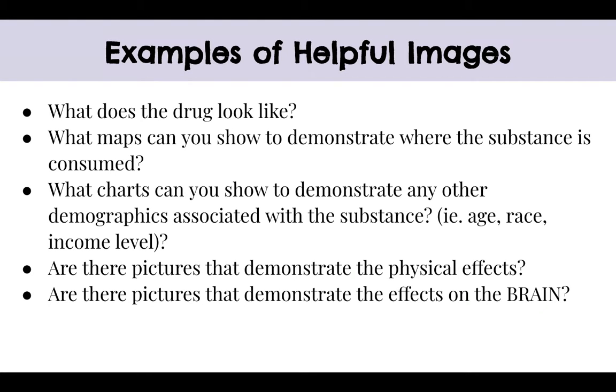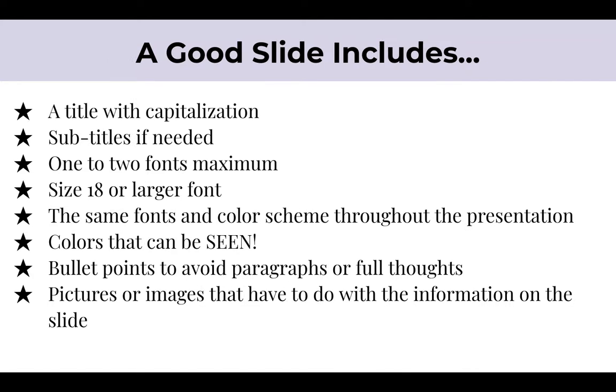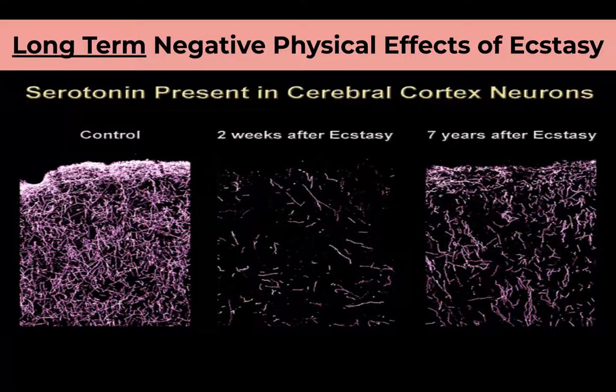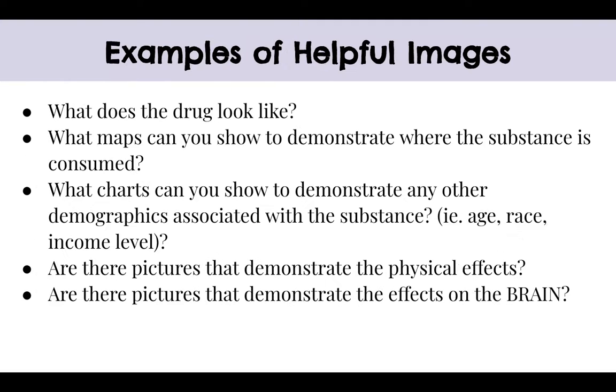Any maps to show where the substance is consumed, if it's a drug or alcohol that is used much more in one place than the other. Any charts you can show to demonstrate other demographics associated with the substance. Is this a drug mostly used by young people? Is this a drug mostly used by a certain race? Is this a drug mostly used by a certain income level? Some substances go across categories, and some are much more used by a certain group of people.